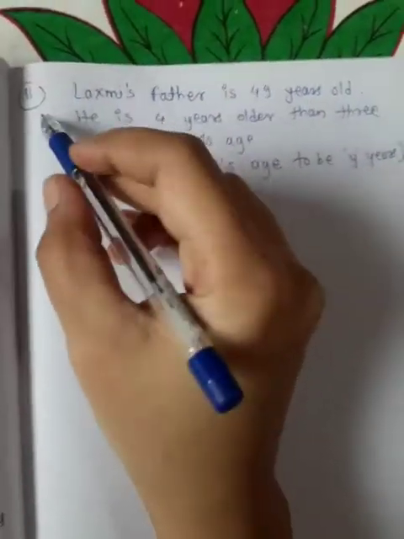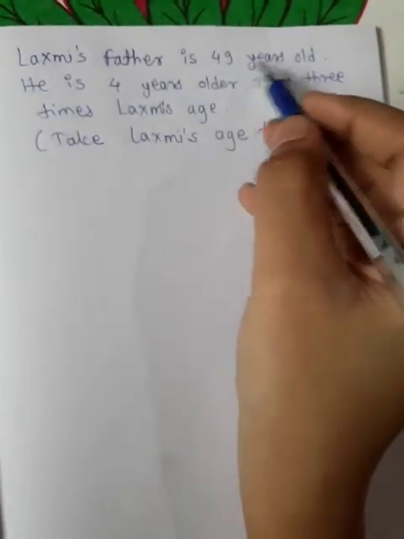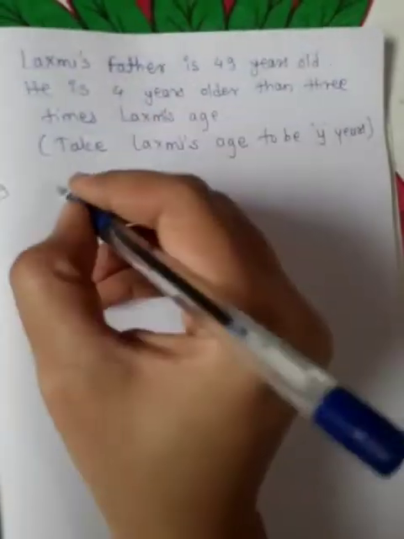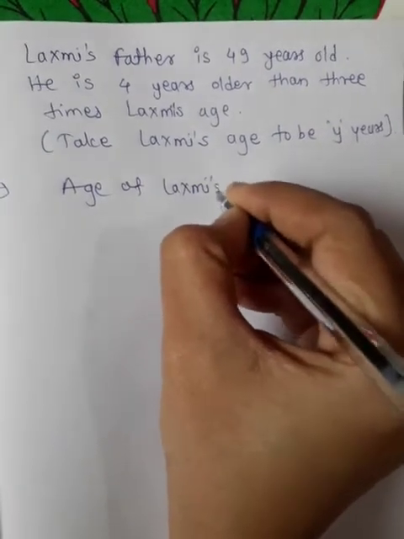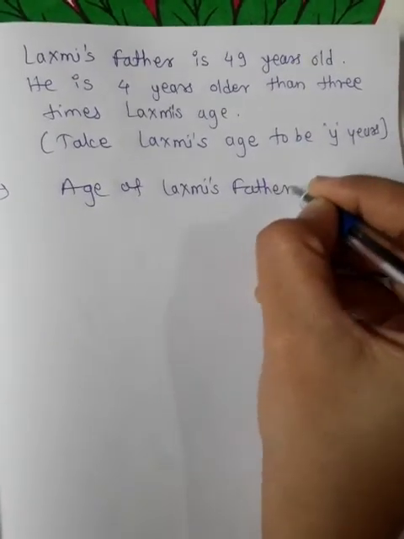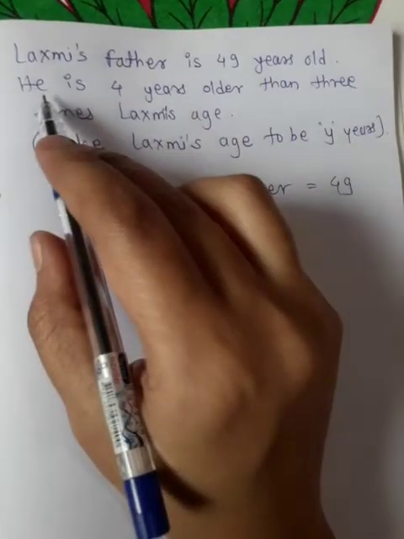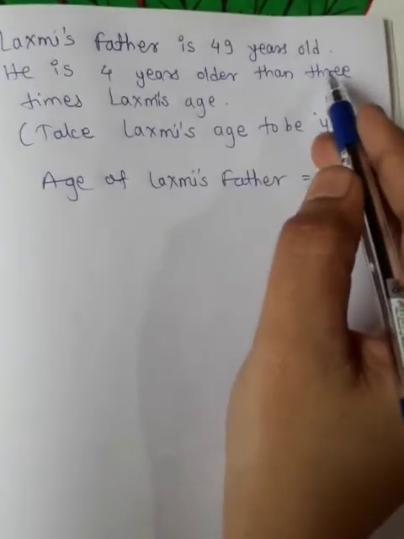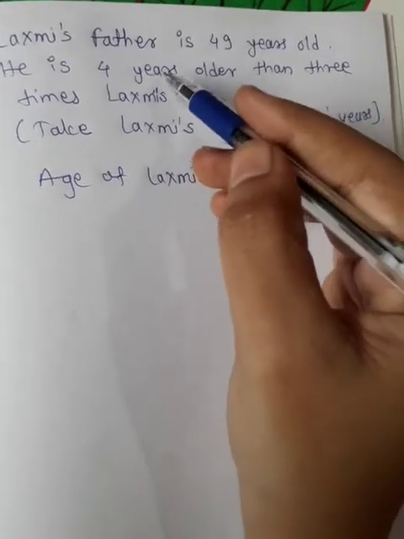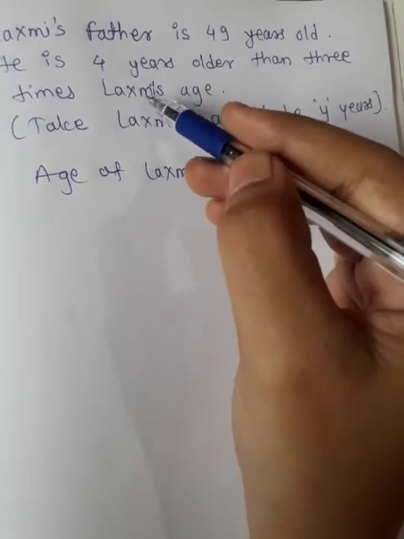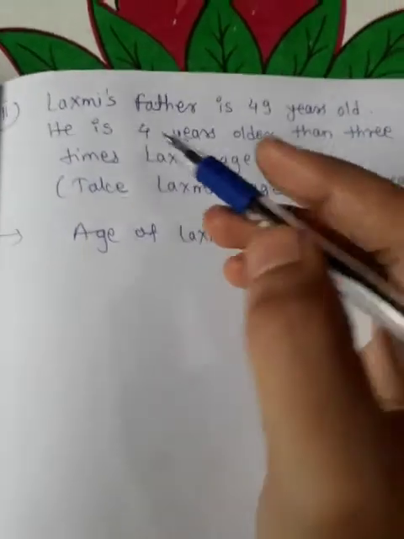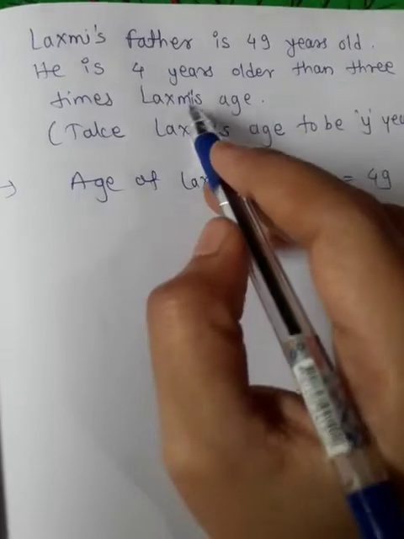Okay, now there is sub question 2. Lakshmi's father is 49 years old, means we have been given the age of Lakshmi's father. So what is the age of the father? Age of the father is 49. They have given one more piece of information: he is 4 years older than 3 times Lakshmi's age, means they have given the relation between the age of the father and his daughter.